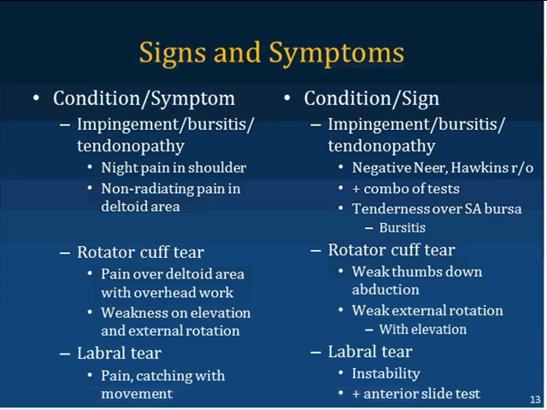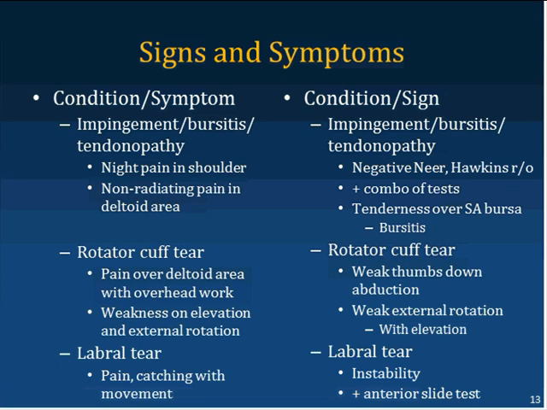The signs that you see are, if you have a negative Neer or Hawkins sign, which are both impingement signs, that is used to rule it out as opposed to rule it in. You generally see several of these tests being positive. There will often but not always be tenderness over the subacromial bursa, and often but not always tenderness over the biceps groove. If there's tenderness over the subacromial bursa, you could tag it as bursitis.